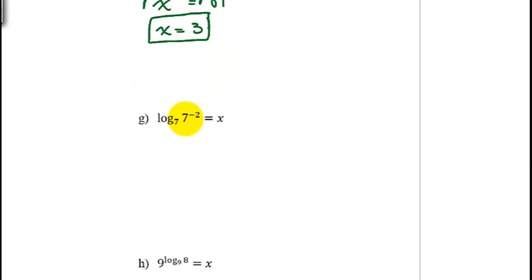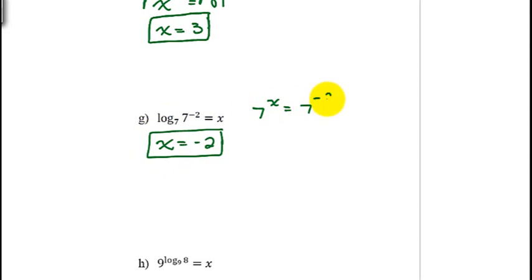Log base 7 of 7 raised to the -2nd is equal to x. So you can either rewrite this one or you can just evaluate this log. And so what power could you raise this base to so that you get 7 raised to the -2nd? And the answer is -2. So basically we would be saying 7 raised to the x is equal to 7 to the -2nd if we rewrote it.